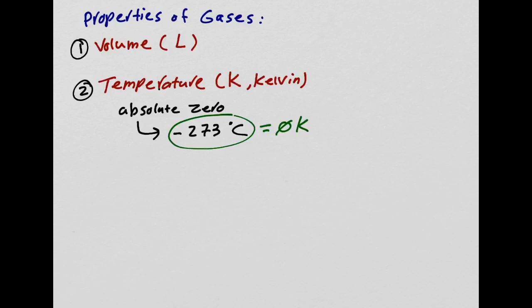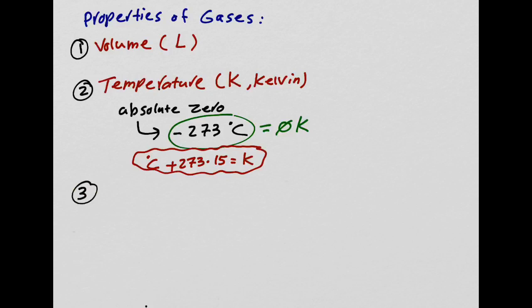Now, here's what I need you to remember. If you have degrees Celsius, if you add 273.15 to be exact, you can convert it to Kelvin. And you need to know that. So far, so good. Okay. So volume, temperature. Next one.